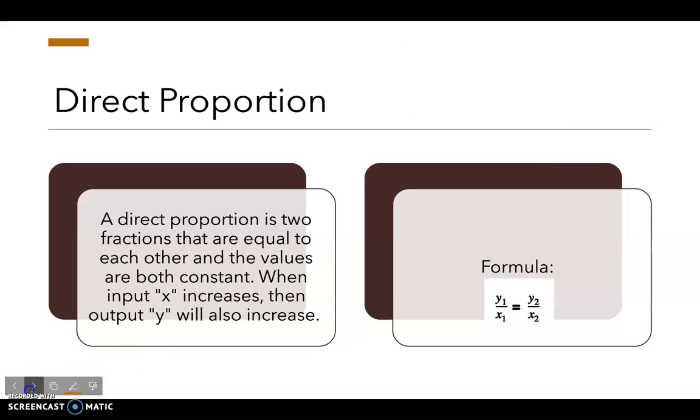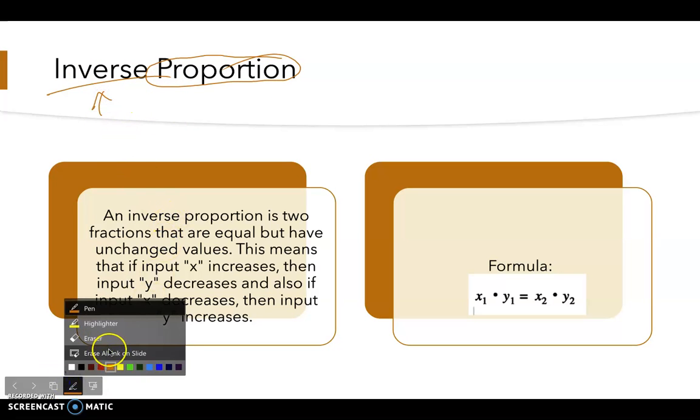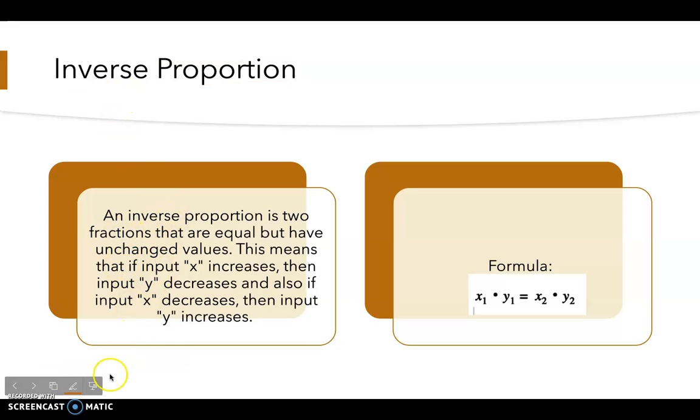Alright? So now, the next one is inverse proportion. An inverse proportion is when the two fractions are still equal to each other, because we still have the proportion part. We just need to figure out what this inverse part does. An inverse proportion is two fractions that are equal but have unchanged values.